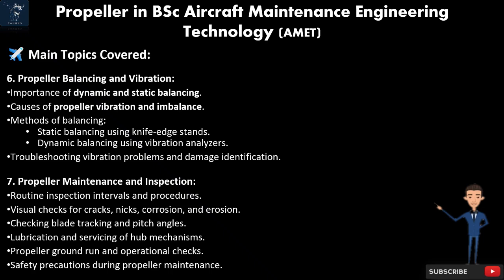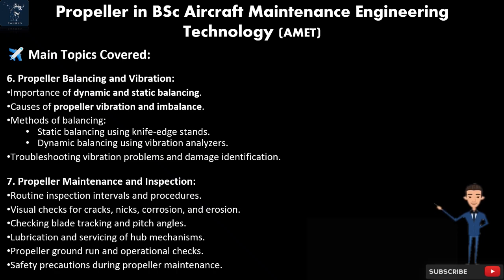6. Propeller balancing and vibration. Importance of dynamic and static balancing. Causes of propeller vibration and imbalance. Methods of balancing: static balancing using knife-edge stands, and dynamic balancing using vibration analyzers. Troubleshooting vibration problems and damage identification.